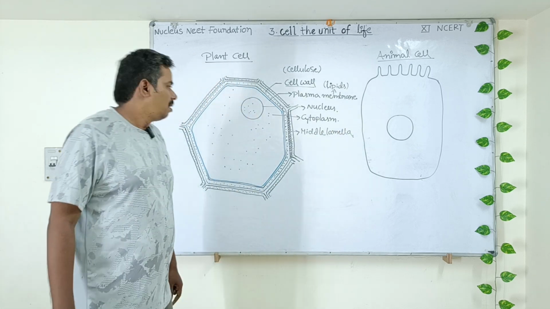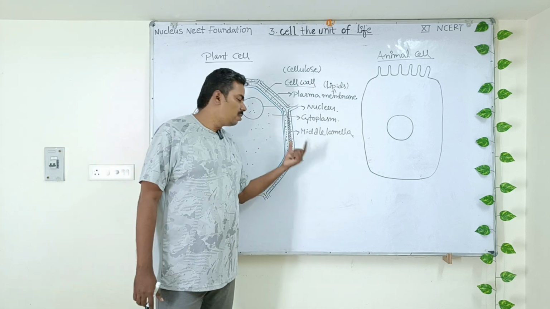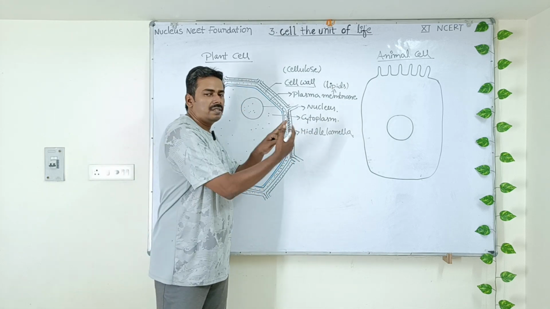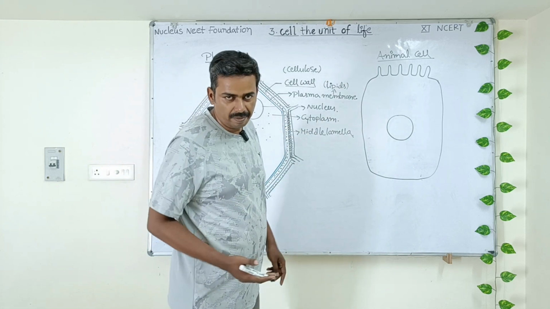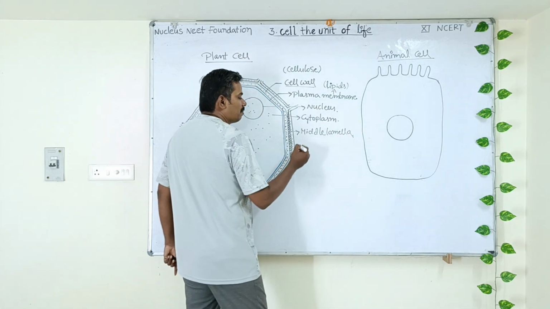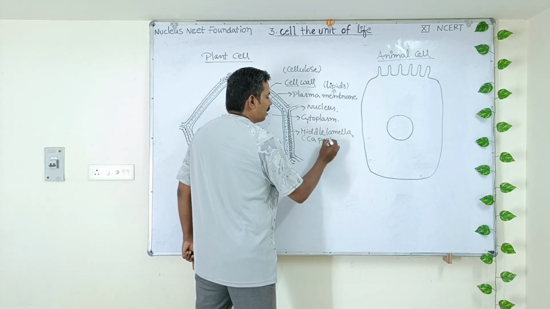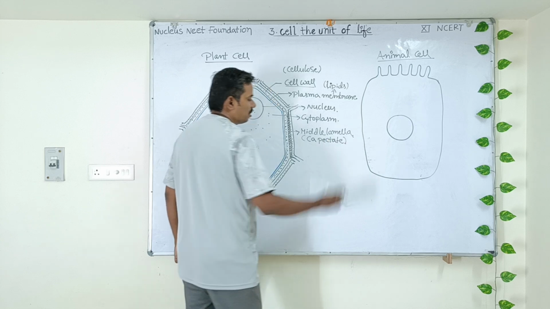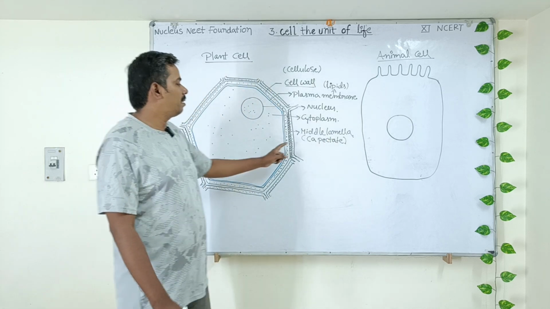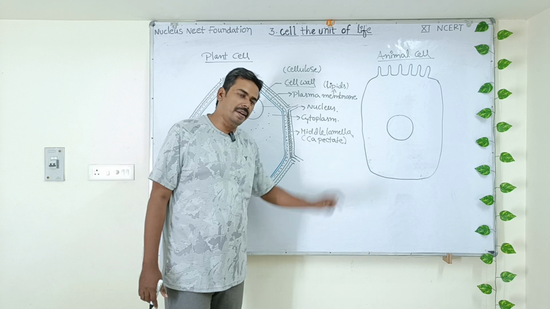Middle lamella, it holds or it binds the two adjacent cells tightly just like a cement. Okay, the middle lamella is made up of material called calcium pectate. Calcium pectate. Note down this, students. It is made up of material called calcium pectate.